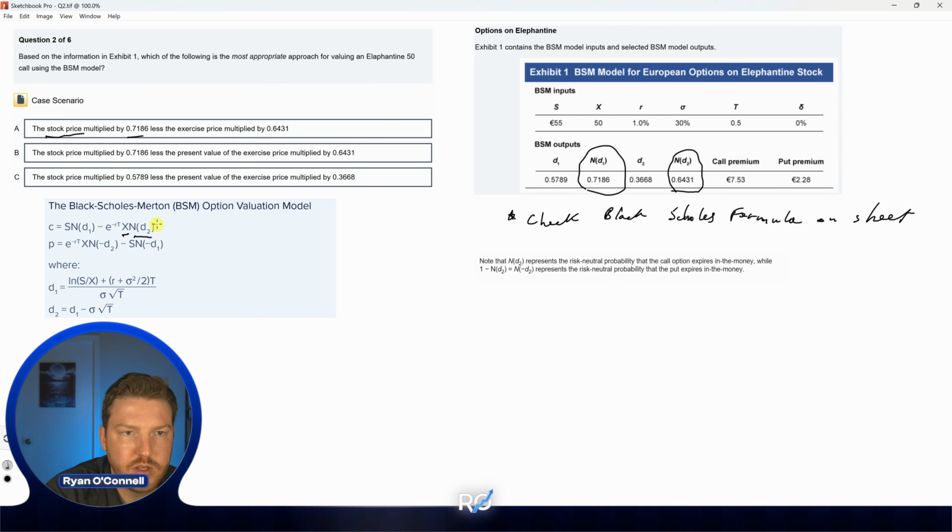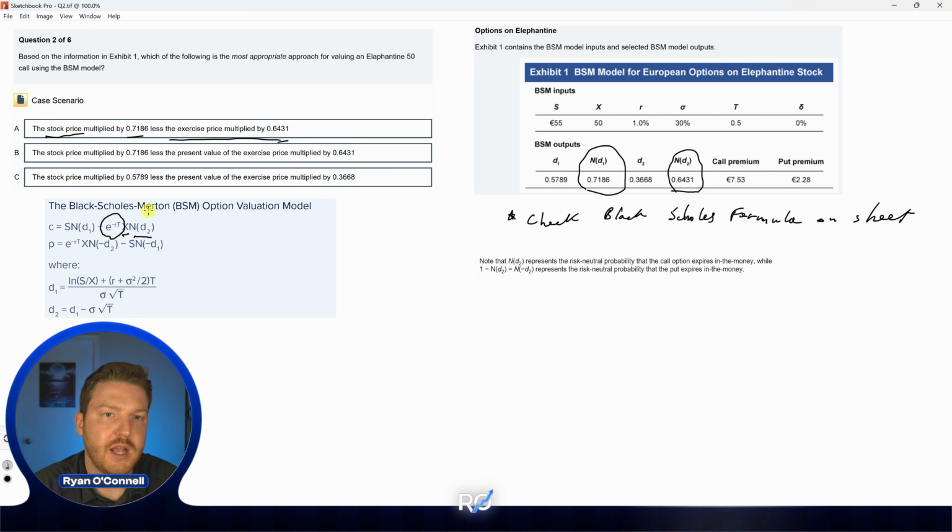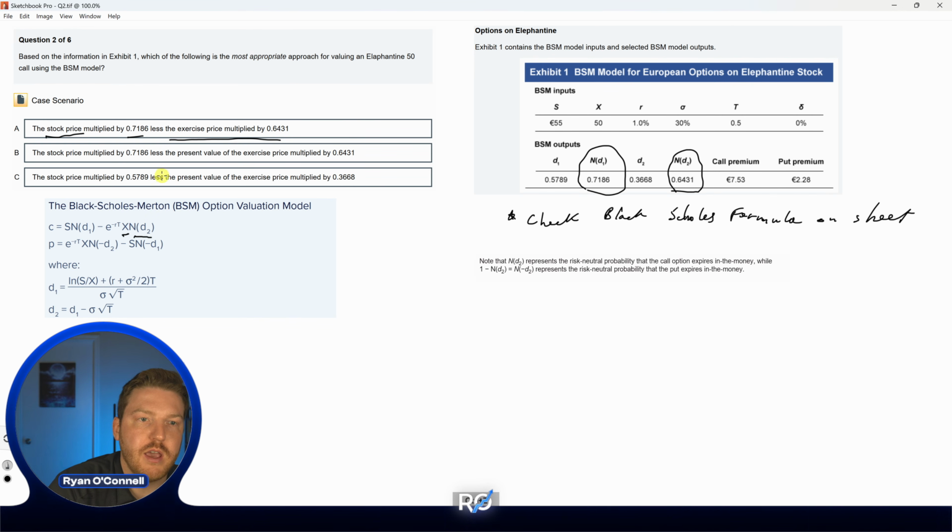However, that doesn't really tell us the whole story. So that's close to being right, but we still need to take the present value, right? We're going to discount it at the continuously compounded rate of return back to the present value of today. So the next one actually says the right thing, which is less the present value of the exercise price multiplied by ND2.